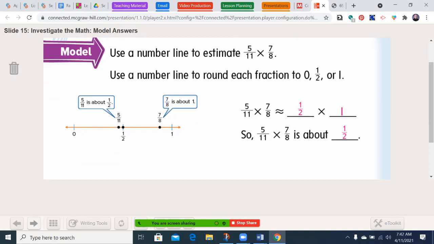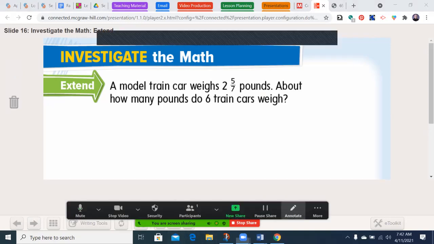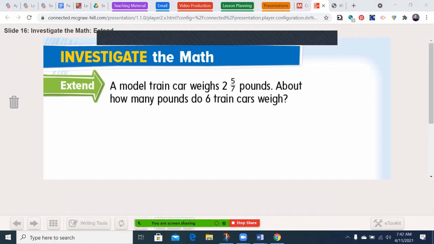See the answers provided here. A model train car weighs 2 5/7 pounds. About how many pounds do 6 train cars weigh? In this case, I'm just going to round to the nearest whole number. So 2 5/7, I know it's either going to be 2 or 3.